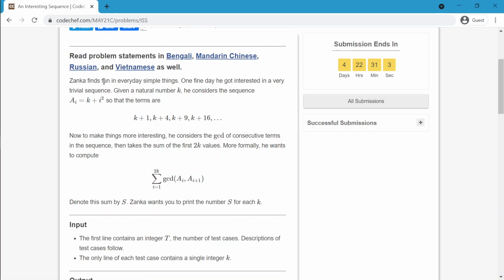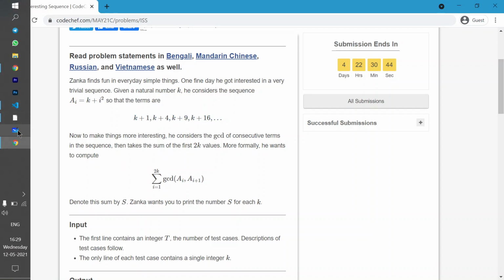Janka finds fun in everyday simple things. One day he got interested in a very trivial sequence. Given a natural number k, he considered the sequence a_i equals k plus i squared. So the terms are k plus 1, k plus 4, k plus 9, and so on. So let me go to the whiteboard.